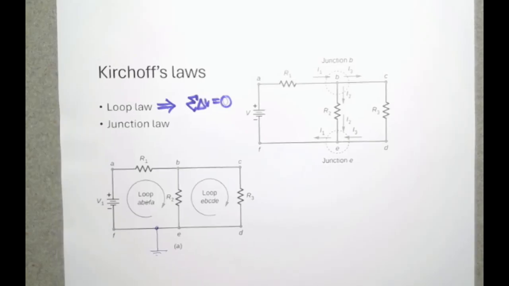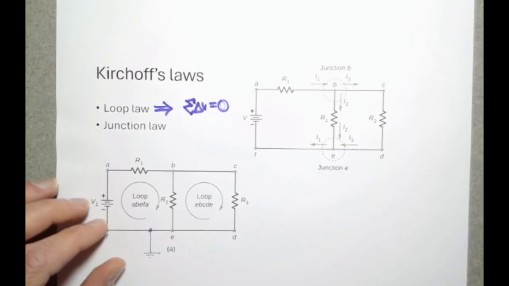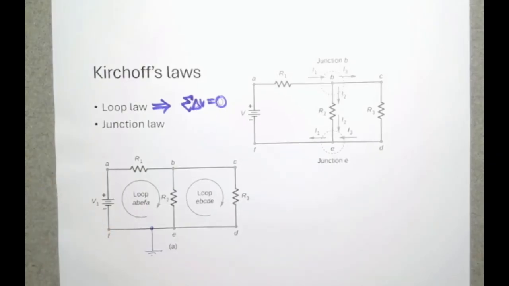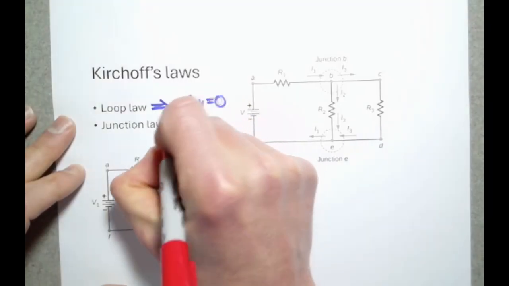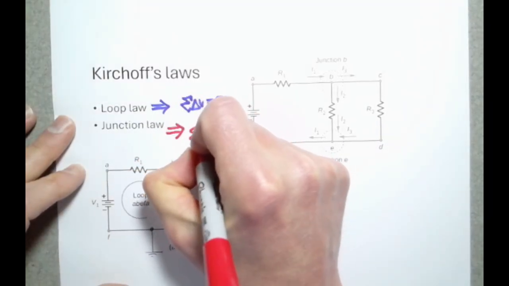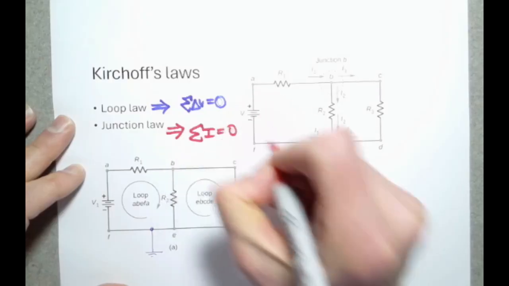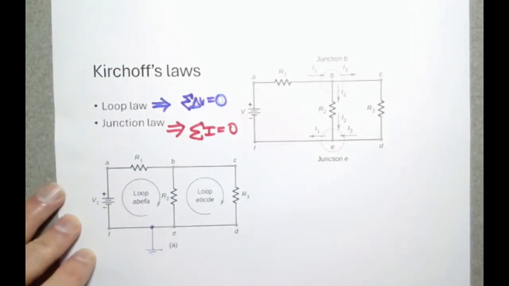Now, the junction law says that whatever currents are coming into and out of a junction have to add up to 0. Essentially, the junction law is that the sum of the currents is equal to 0, where incoming currents are positive and outgoing currents are negative. The other way you could state the junction law is that the sum of the incoming currents has to equal the sum of the outgoing currents.